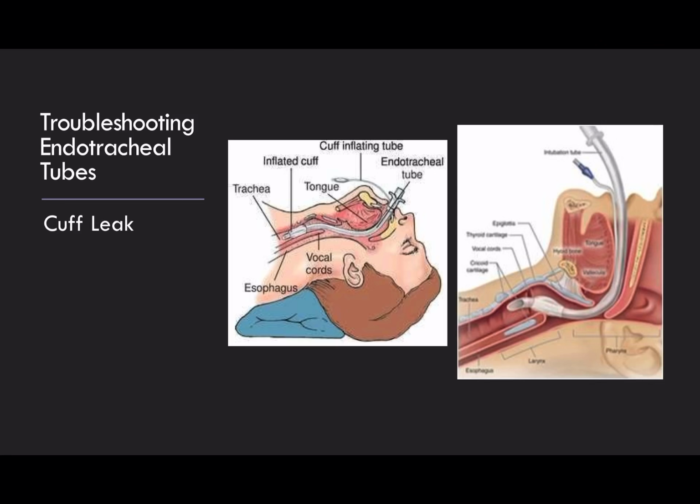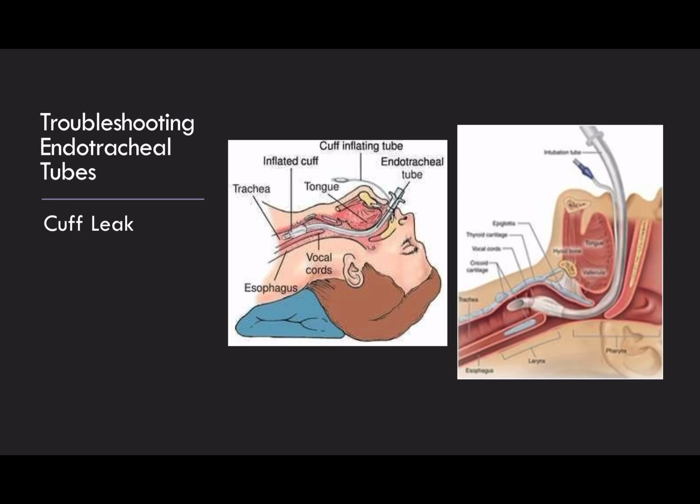Now, the way in which to know whether the cuff has got enough air in is to have a feel and a look of the pilot balloon, which you can see here is labelled the cuff inflating tube. Just feel that. If you feel that there's air in there, there's likely to be air in the endotracheal tube cuff at the level of the trachea, and therefore there is something else wrong. If it's deflated, put some more air in, and again, if it deflates, you know that there is a tear in the cuff, and therefore the whole endotracheal tube needs to be changed.